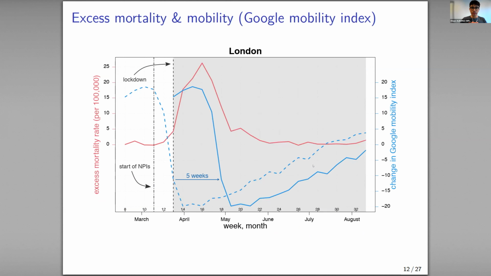So to move on, what we did then is we combined, on the one hand, the excess mortality, the red line, and how it developed over time. The x-axis here is time. For the red line, the vertical axis is excess mortality, and the blue line is changes in mobility, right? Because we wanted to know if there was an association between a reduction in mobility and a reduction in deaths from the pandemic, so excess mortality.